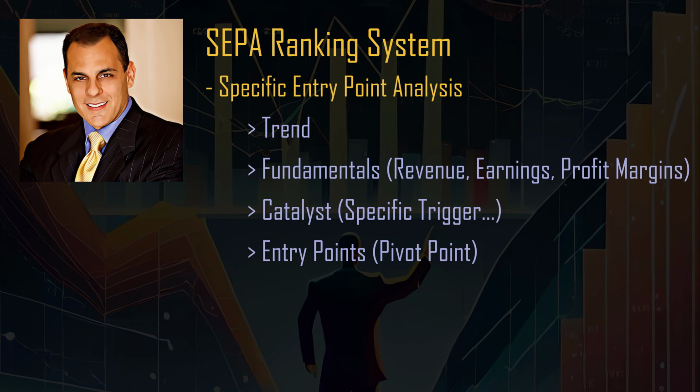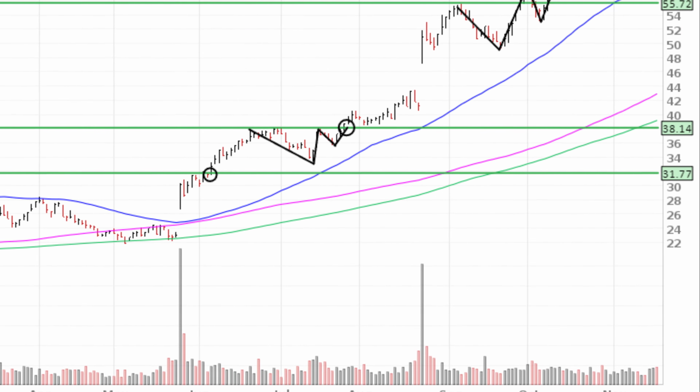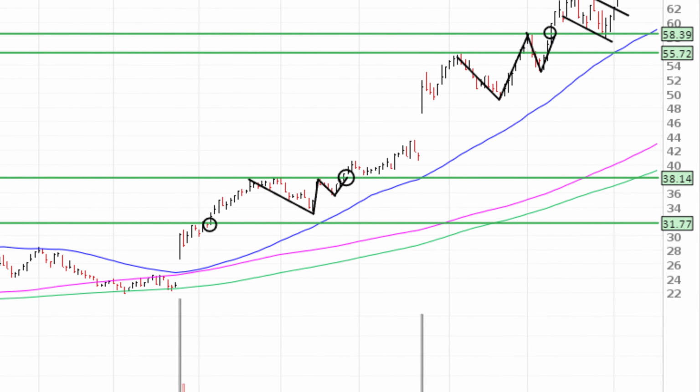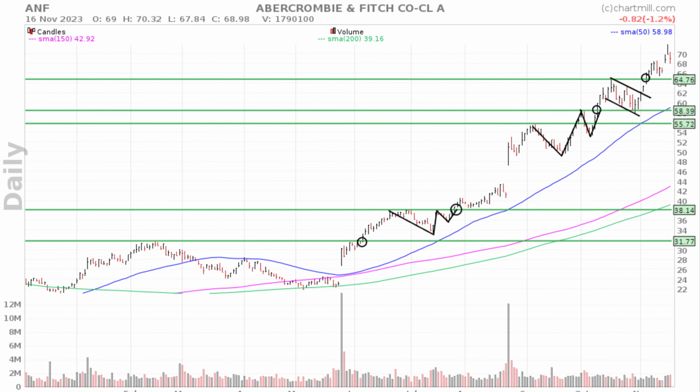Entry points. Another feature is that for each of these stocks at least one, but usually several specific price points can be identified at which you were able to buy the stock. These price points are characterized by a very good risk to reward ratio.